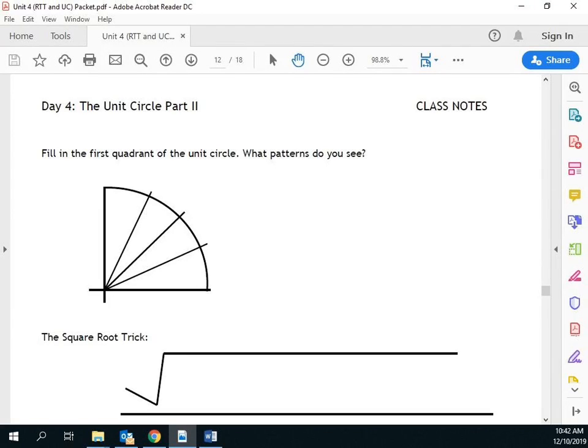Fill in our unit circle in the first quadrant. So 0 degrees or 360 degrees, it's (1, 0). 30 degrees or pi over 6 is what?